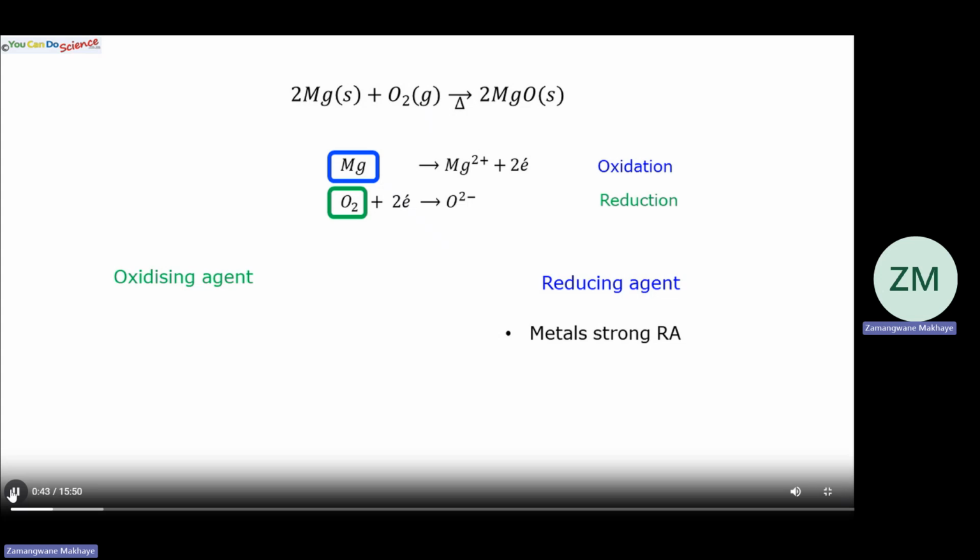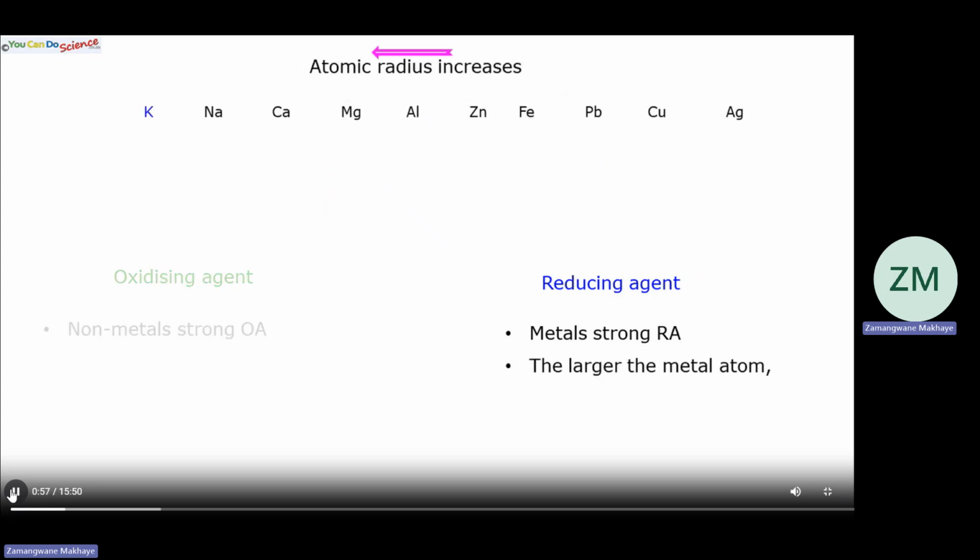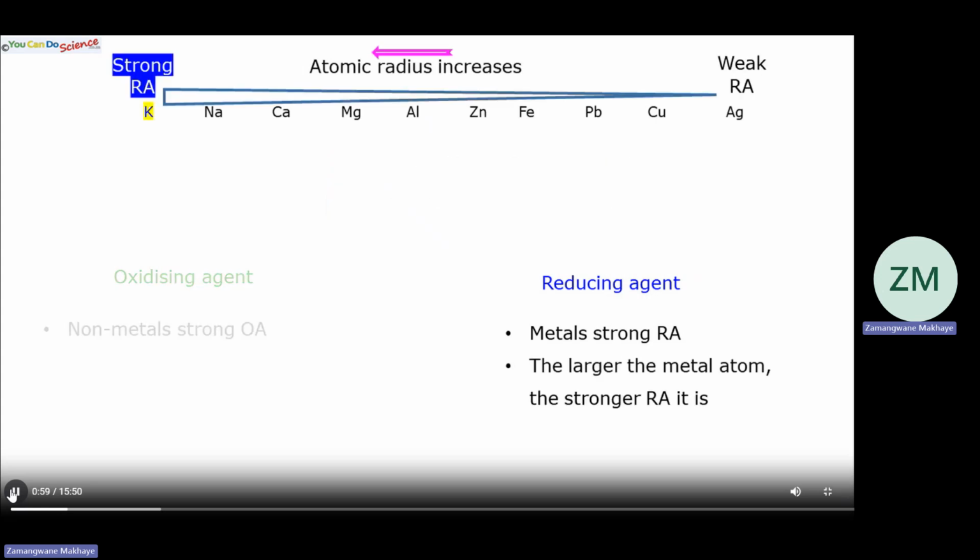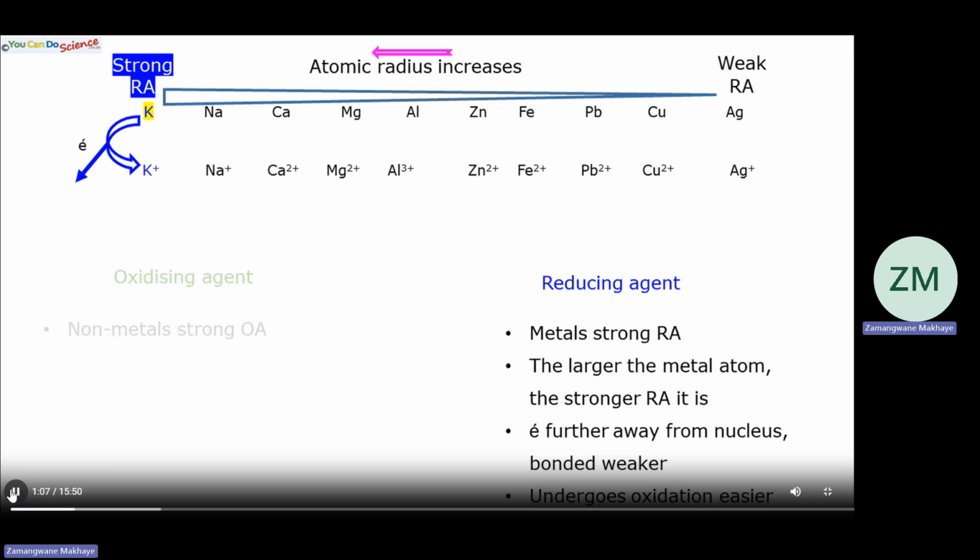Metals are strong reducing agents. Remember, metals tend to rust, which means they are oxidized. Non-metals are strong oxidizing agents. The larger the metal atom, the stronger reducing agent it is, because the electrons are further from the nucleus and are bonded weaker. It undergoes oxidation easier.